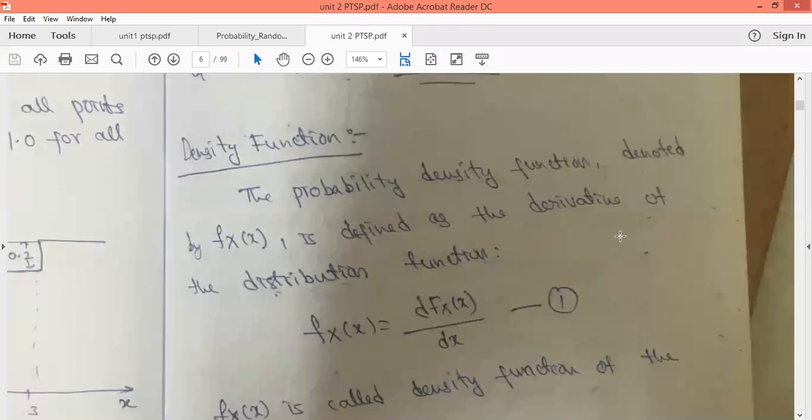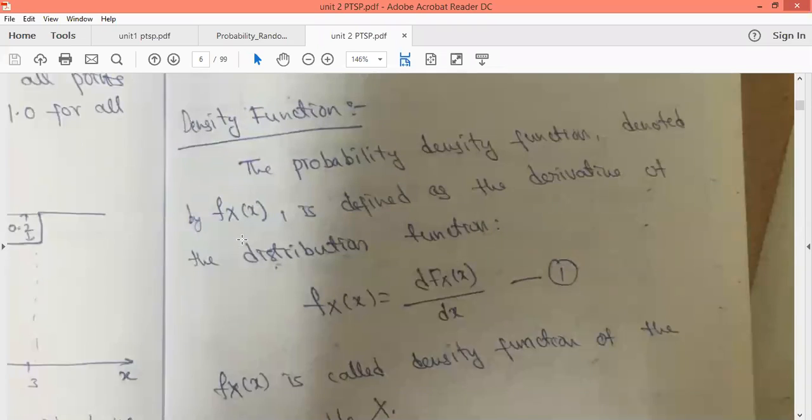So the probability density function will be denoted with a small f_X(x). The probability density function we also call PDF, whereas the cumulative distribution function we call CDF. The probability density function, PDF, how do we denote it? We denote it as f_X(x).